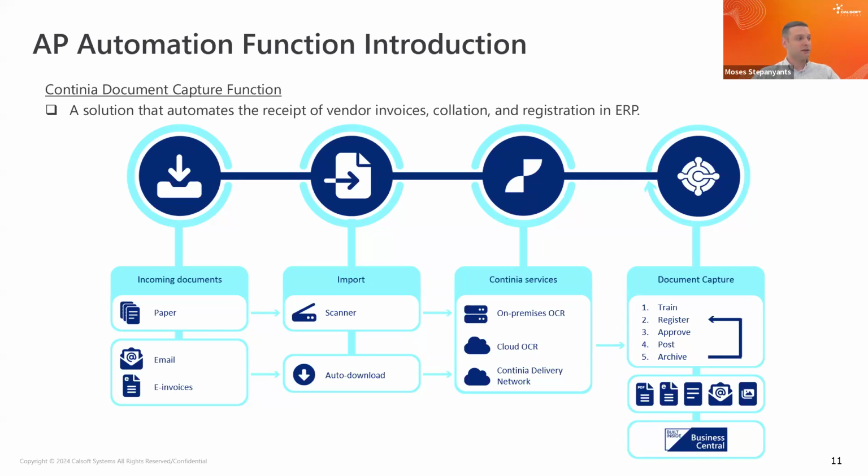You can then send it to Continia. Continia services then take care of that document by utilizing its OCR capabilities and AI technology. And then document capture allows you to either send it through an approval workflow, post or register that document. And then lastly, the document will fully get archived with whatever it has been posted, so that if you ever need to retrieve the physical PDF or document, it'll always be attached going forward. So it allows for easy retrieval of archived documents that have already been registered through Continia.